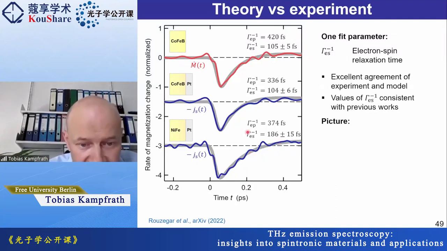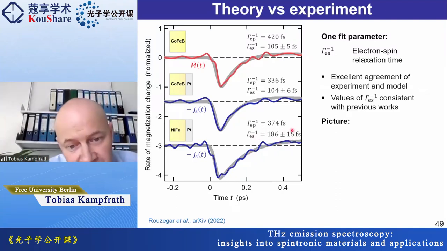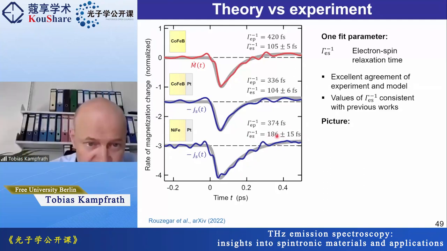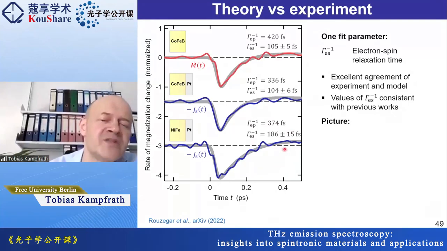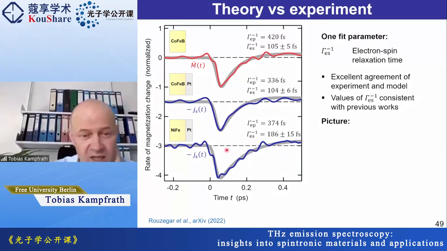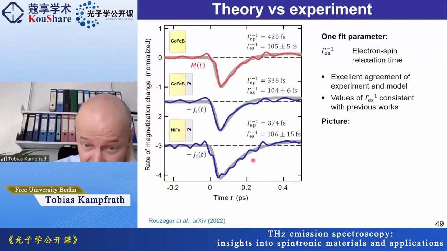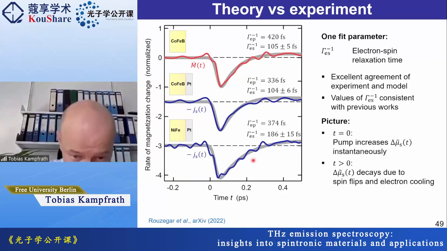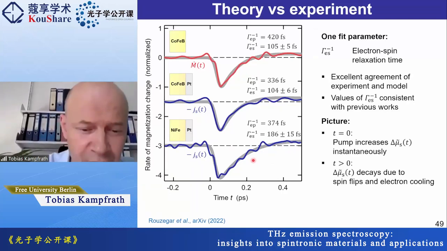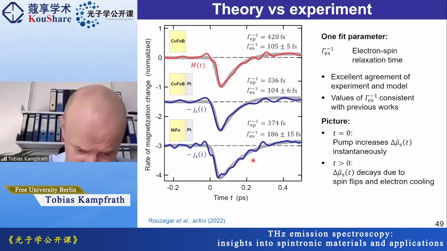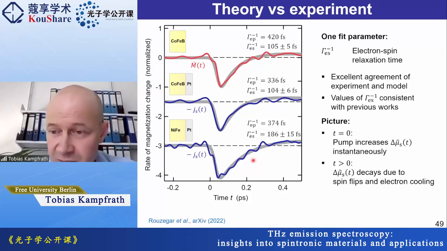And you see now the electron spin relaxation time is indeed much slower. It's of the order of 190 femtoseconds. So a factor of 2 slower than for these other materials. And this slower dynamics is also very consistent with measurements of ultra-fast demagnetization by other techniques in the literature.